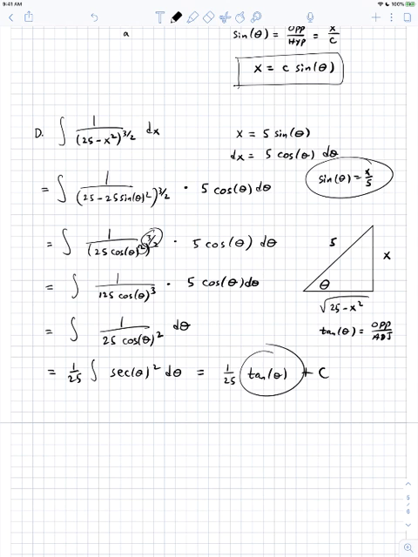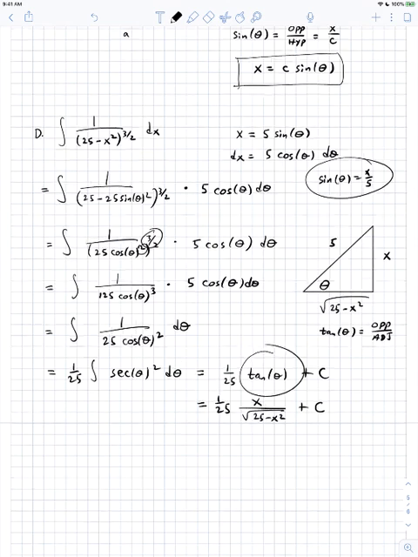So we just plug that in, and we have 1 over 25 times the opposite, which is x, over the adjacent, which is the square root of 25 minus x squared, plus a constant. And there you have it. You want to be careful when you're doing a substitution to make sure you're doing the right one.